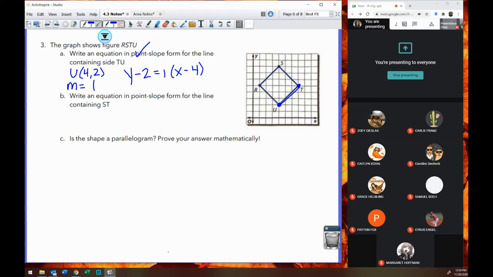Do the same thing for ST. We need to write an equation of a line containing ST. And change the color. It's too light blue. So anytime it gives you a form of an equation, it tells you what you're going to need. So if it's in point slope form, you need to know a point, you need to know a slope.